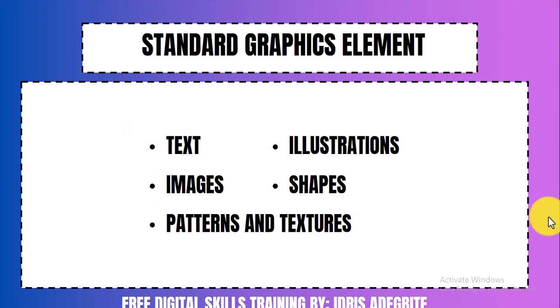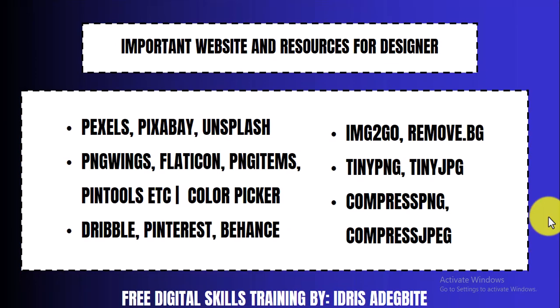So the next one, standard graphics elements. Yes, text, images, illustrations, shapes, patterns, and textures. I'll be showing you some of these things on Canva as well. As we start designing, I'll be showing you and telling you the names. I'm very sure most of you can recognize all these elements if you see them anywhere. But I'll still try my best to show you all these things on the Canva application or the Canva site. All right, so let's look at this quickly.